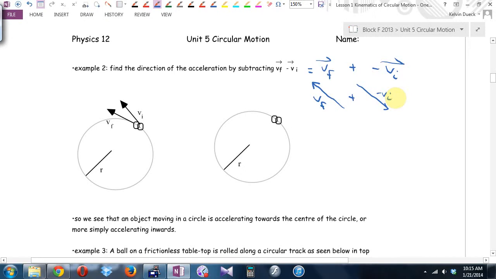I'm going to add these two together, tip to tail. It's going to look like this. Here's Vf. There is negative Vi. And you've got to look close, but Riley, can you see the resultant is like that? The resultant, oh, that's a bad diagram. The resultant, do you know what direction the acceleration is? Toward the center. When you're moving in a circle, you're accelerating towards the center.